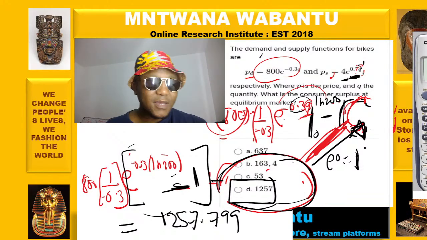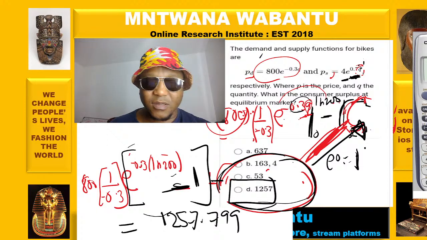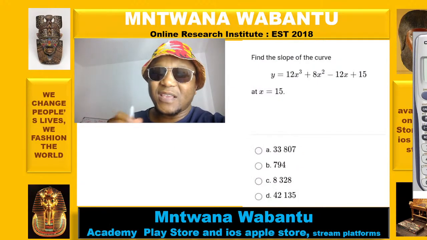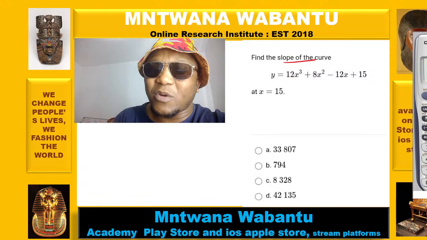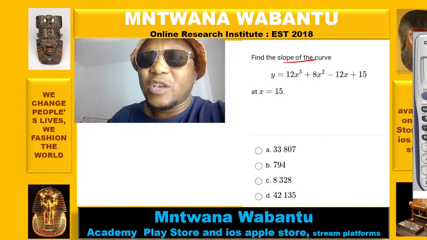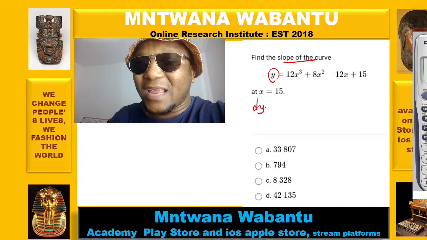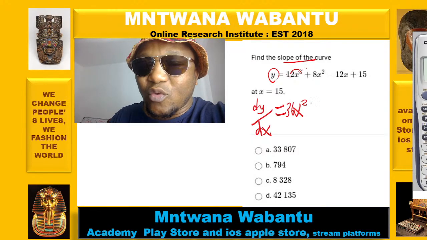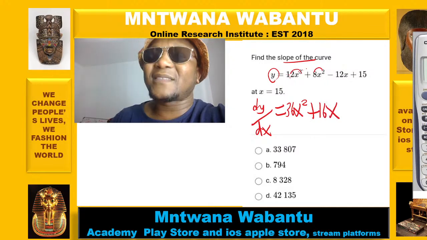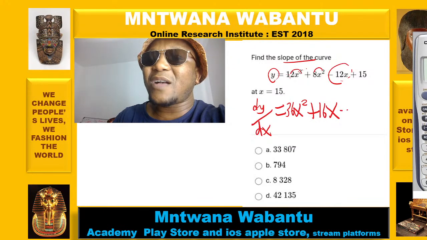With that being said, let's go to the next question. The next question is very, very easy because they say here, find the slope of the curve. But when they say slope, it means find the first derivative. So if I differentiate y, I get dy over dx equal to, when you differentiate 12x cubed, multiply 3 times 12 equals 36x, 3 minus 1 equals 2, plus 2 times 8 equals 16x, minus, when you differentiate 12x, you get only 12.